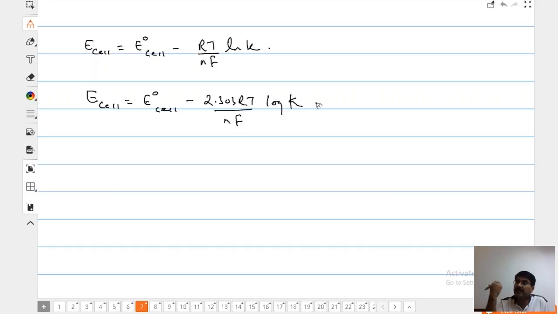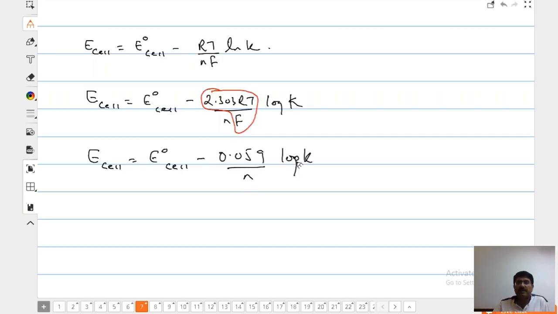K or Q, equilibrium constant. Now see, children, all of these are constant except n, which will change from case to case. So you will be left with E cell equal to E naught cell minus 0.059 by n log of K. Write down this, write down this, because we'll be using it in numericals now.